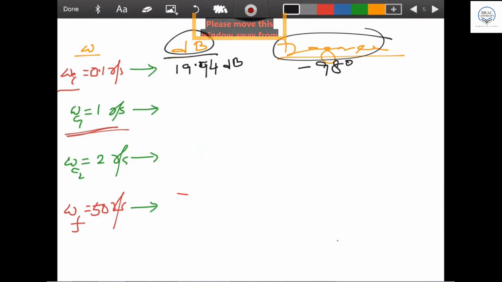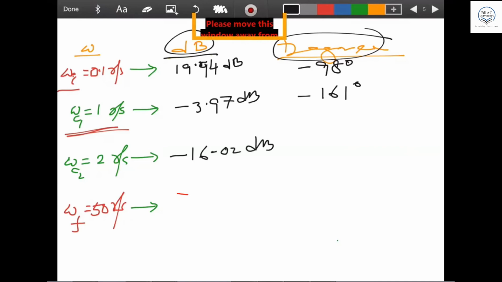Omega C1, 1 radian per second. What's the next one? Minus 3.97 and the angle is minus 161. I think I'm writing, you can see. So omega 2, minus 16.02 dB. Then what is the angle? Minus 198. Good.